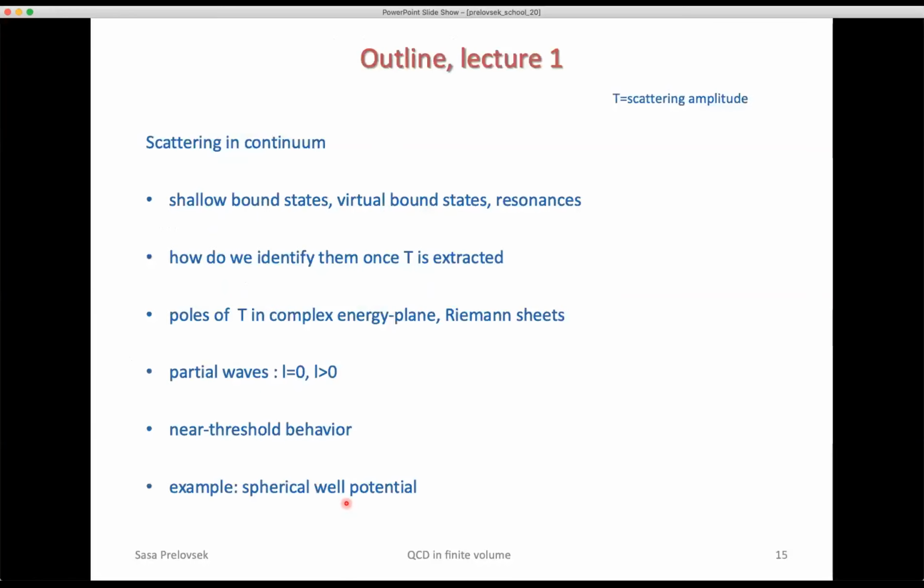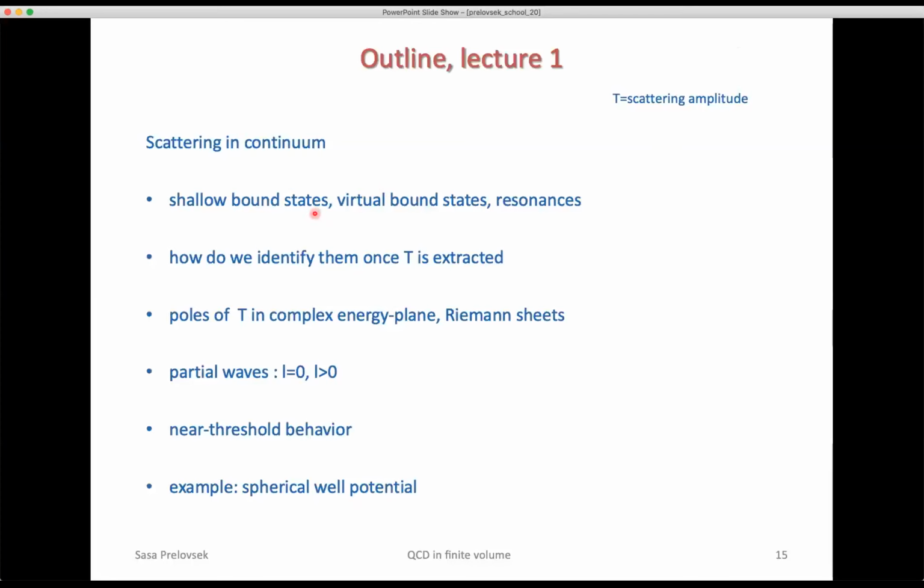Okay, so what do we want to learn today? And let's see how far we get. Our basic object will be a scattering amplitude, because as I said, we need to study the scattering like in experiment.